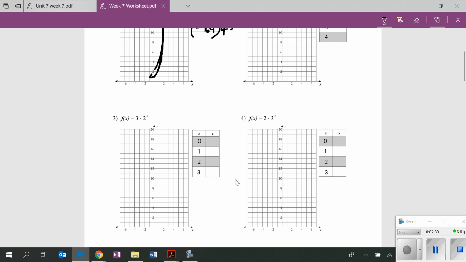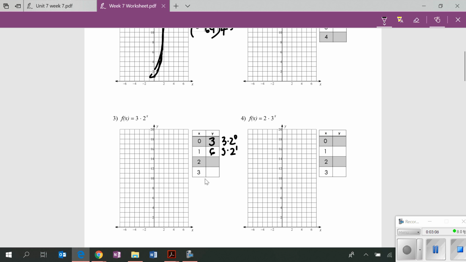Let's look at number 3. This one's slightly different. We've got a multiply there, so order of operations says exponent first, and then we'll multiply. For my first one, this says 3 times 2 to the 0. We remember that anything to the 0 power is just 1. So it's really 3 times 1, which is 3. Then we've got 3 times 2 to the first power. 2 to the first power is just 2, so 3 times 2 is 6.